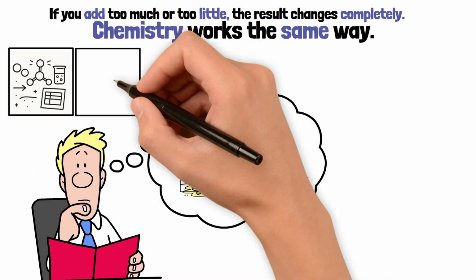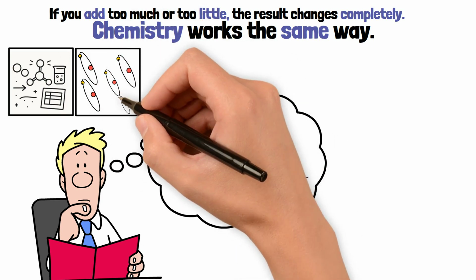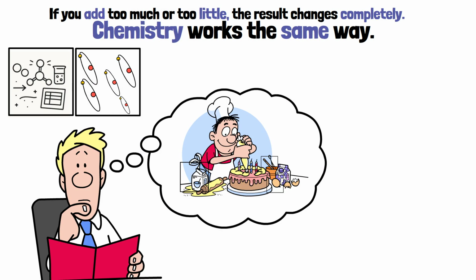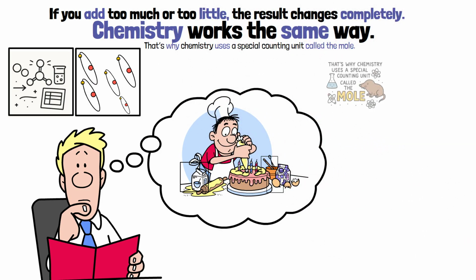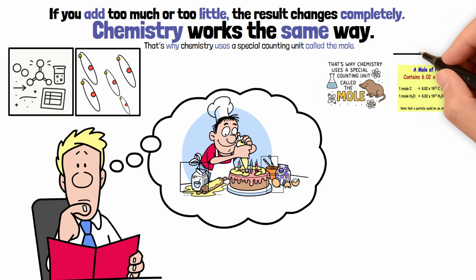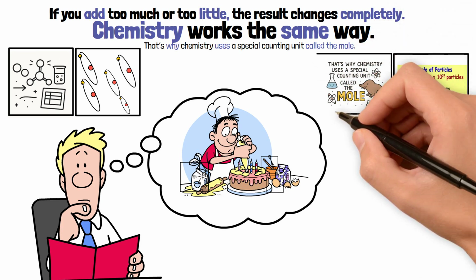Let's go a little deeper. Atoms are unbelievably small, so small that counting them one by one would be impossible. That's why chemistry uses a special counting unit called the mole. A mole is like a chemist's dozen. Just like a dozen means 12, 1 mole means 6.02 times 10^23 particles, a number so large it lets us work with atoms in measurable amounts.